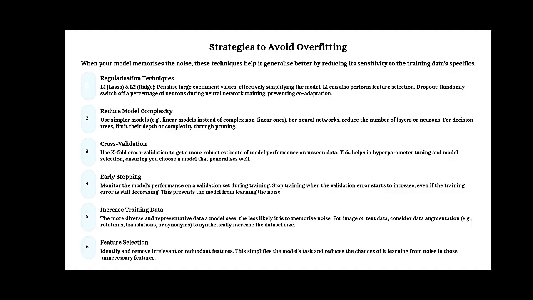This is the inverse of what we do for underfitting. We use simpler models. For neural networks, reducing the number of layers or neurons. For decision trees, we can limit their depth through pruning.